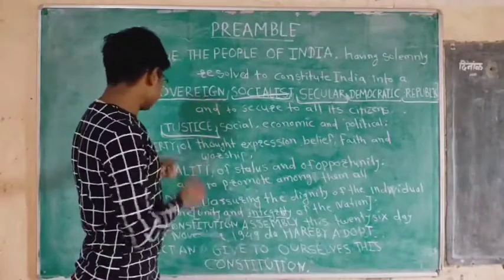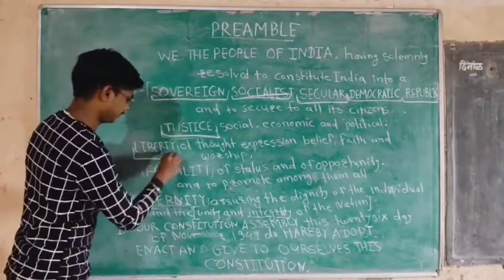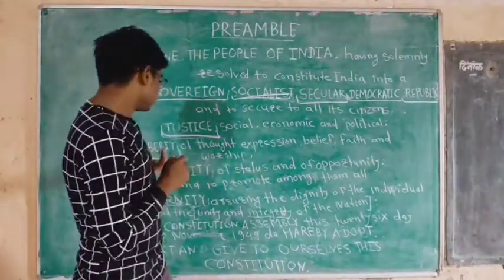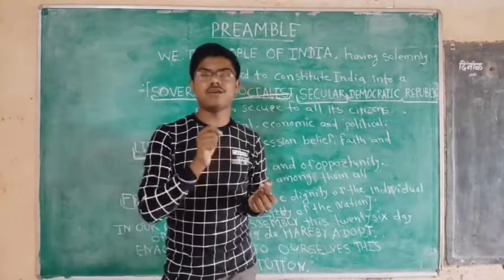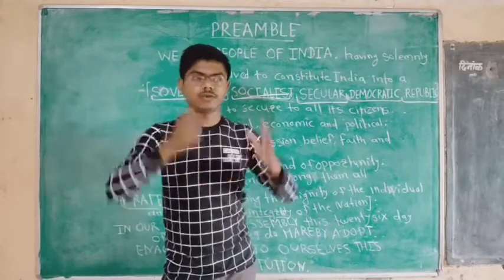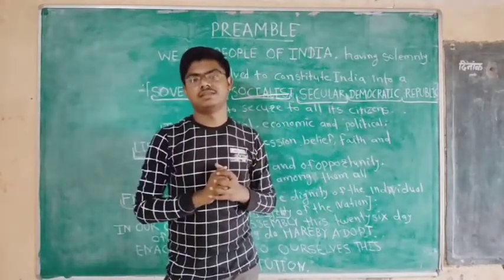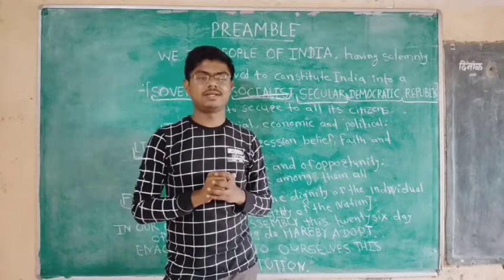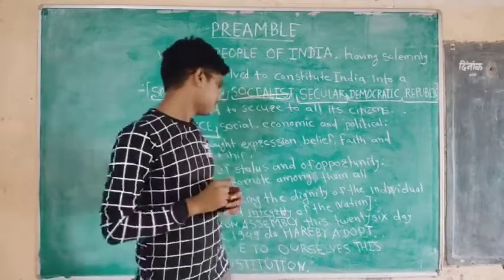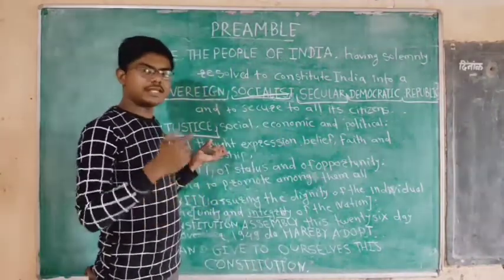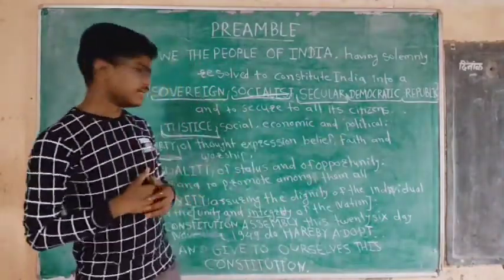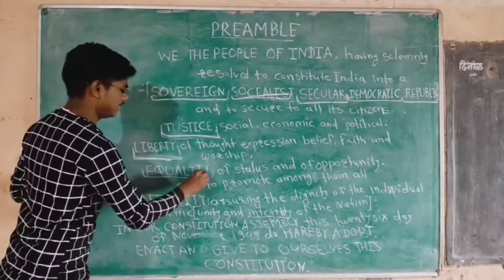Okay, now friends, the next term is liberty. It is the freedom of the people to choose their way of life. For example, if I want to go somewhere, I can go. If I want to think, I can think. Everyone has a right, but there are certain limitations. Liberty of thought means we can express our thought, likewise belief, faith and worship. That is liberty.